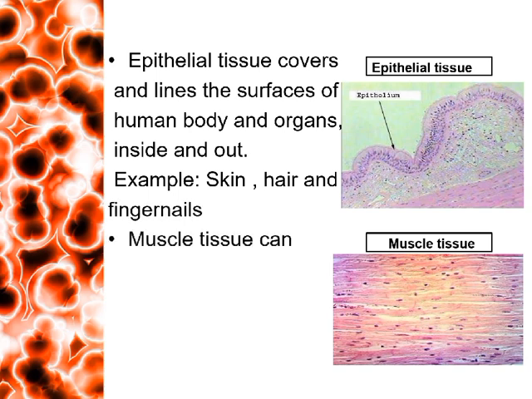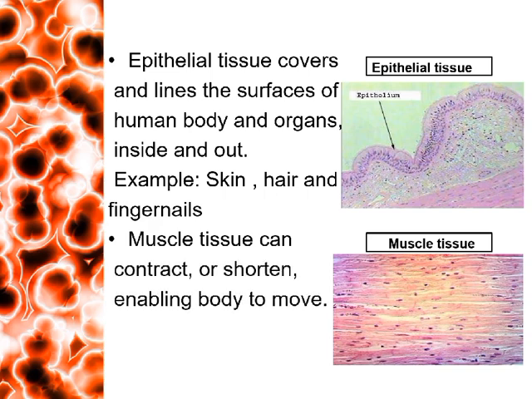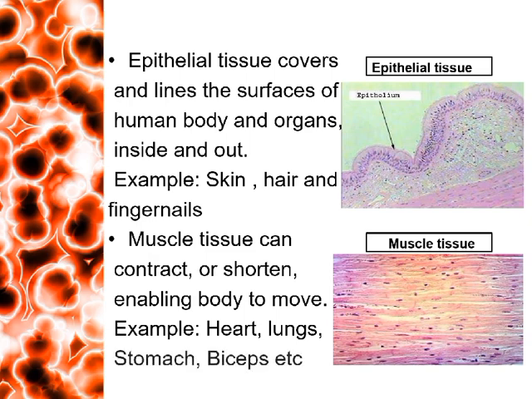In last, there is muscle tissue. Muscle tissue can contract or shorten, enabling the body to move and generate heat. Organs that are made up of muscle cells include heart, lungs, stomach, biceps, etc.